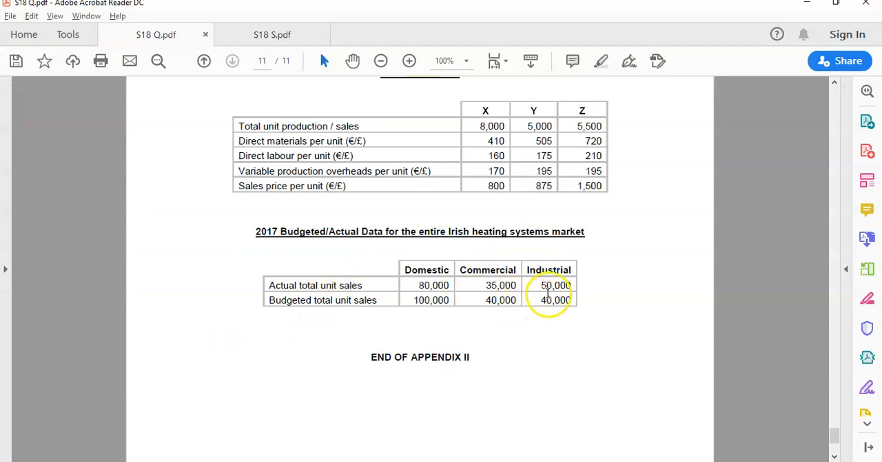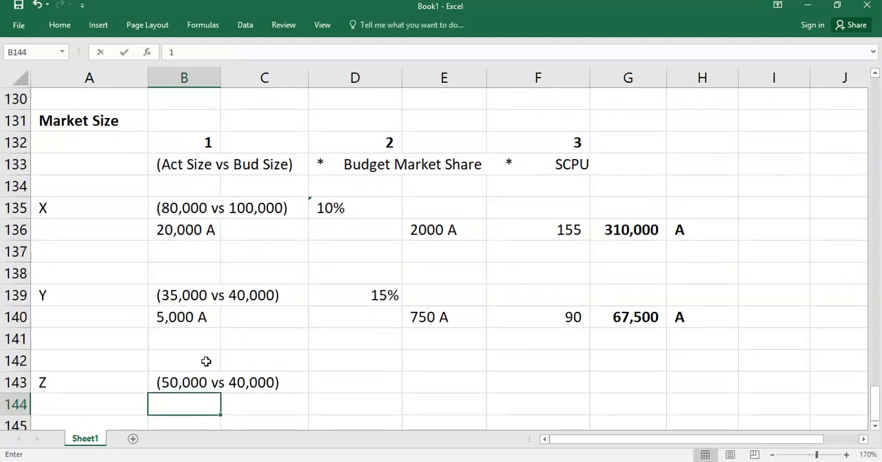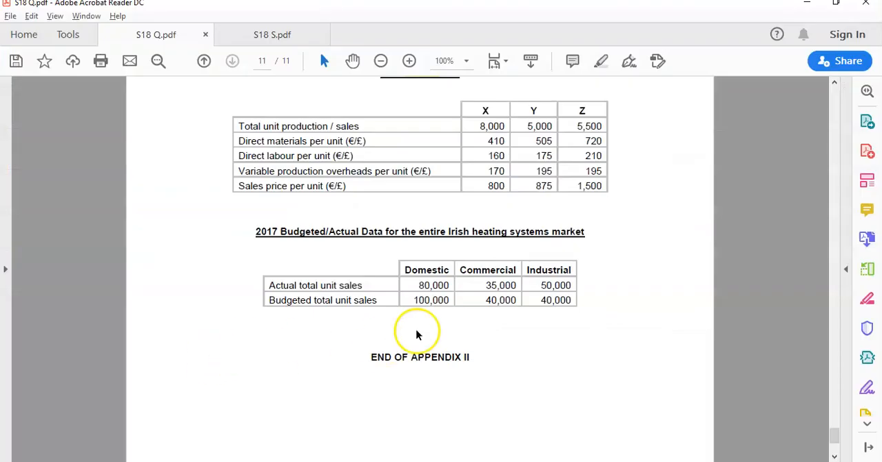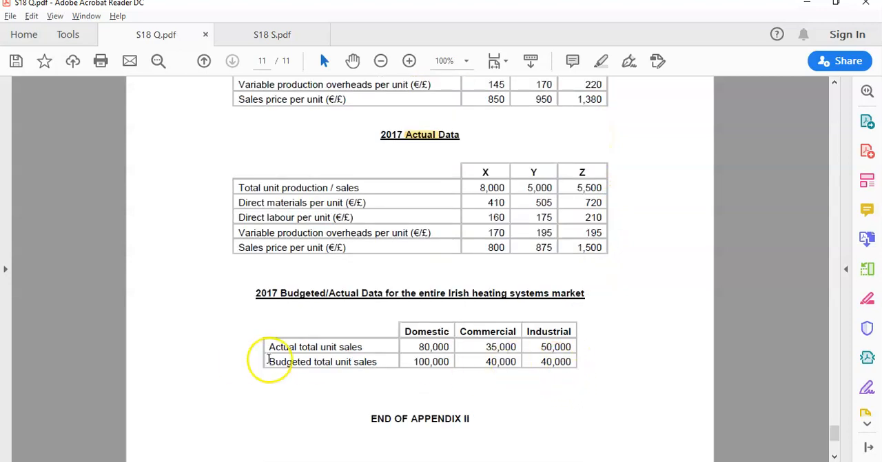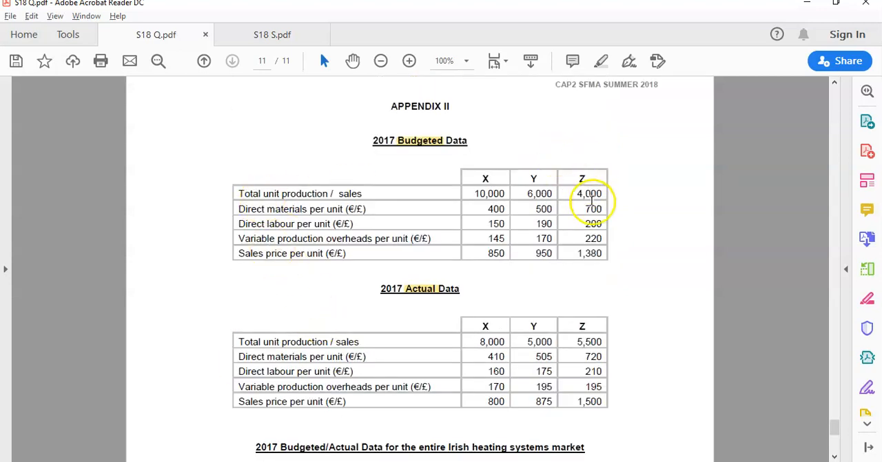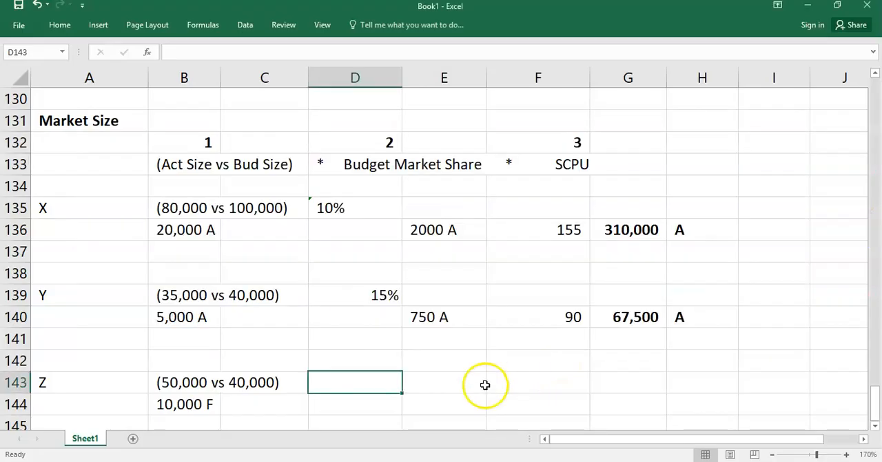So the last one then, the industrial is actually 10,000 bigger than expected, 50,000 versus 40,000, which is 10,000 favorable. Your expected share of that market was 4,000 units over 40,000. Remember, budget sales of yours over budget industry size. Never mix them up. That is 10%. So that will be 1,000 units favorable.